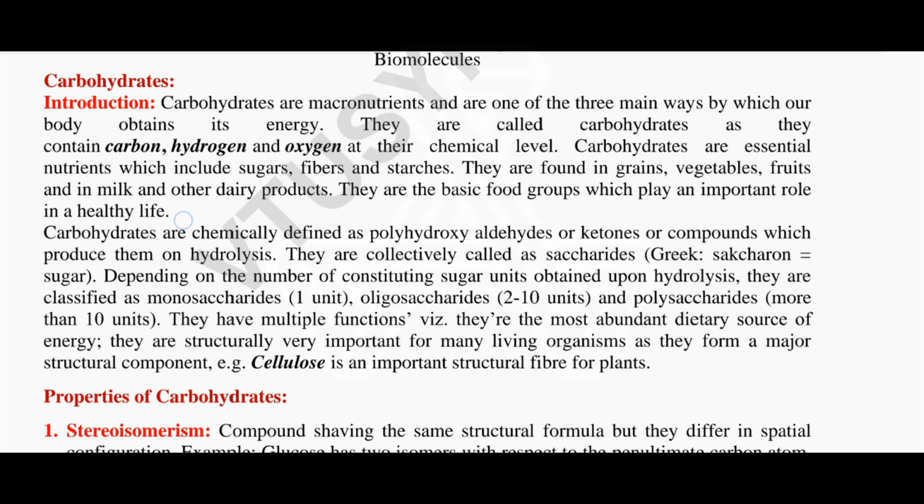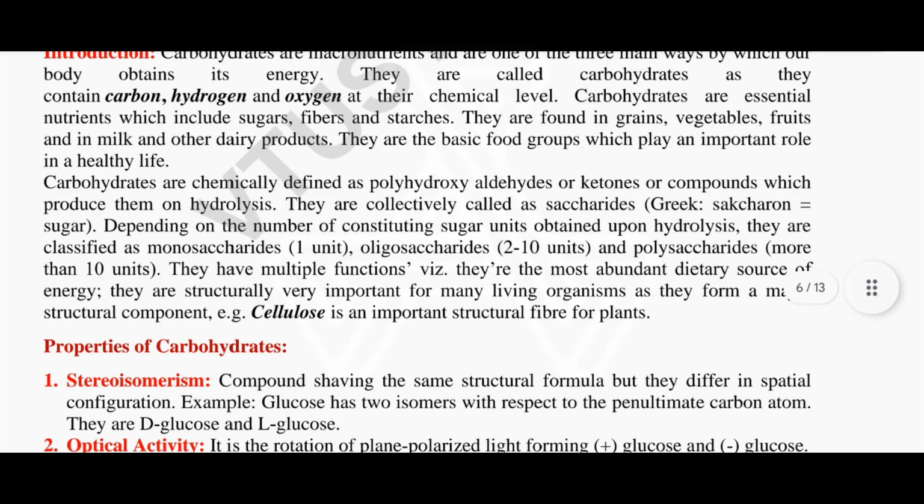Carbohydrates are chemically defined as polyhydroxyaldehydes or ketones, or compounds which produce them on hydrolysis. They are collectively called saccharides, from the Greek saccharon, sugar. Depending on the number of constituent sugar units obtained upon hydrolysis, they are classified as monosaccharides, 1 unit, oligosaccharides, 2 to 10 units, and polysaccharides, more than 10 units.